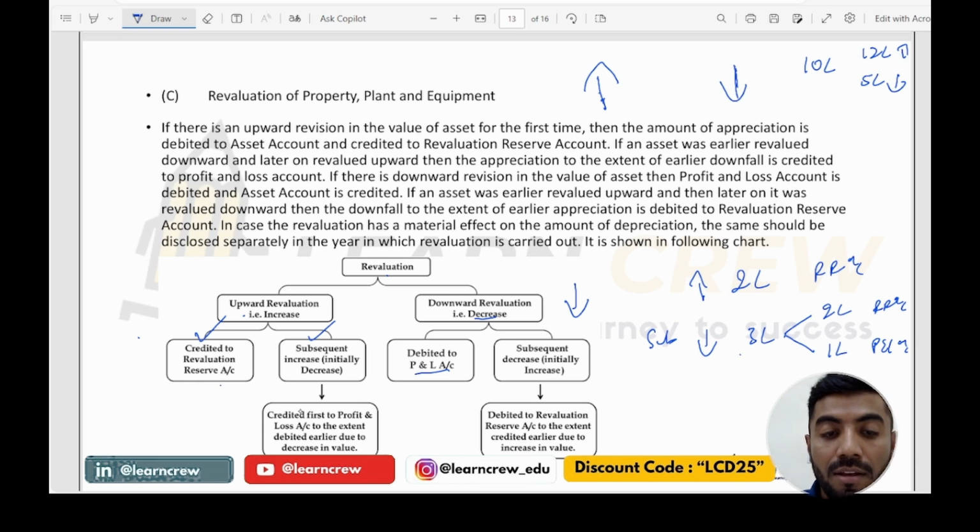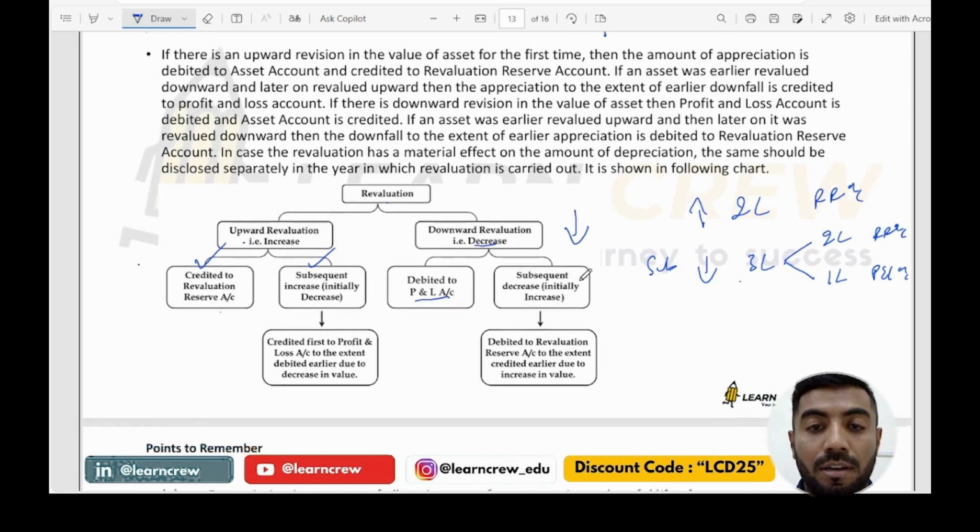Same thing is given. First, subsequent increase is credited first to the profit and loss account to the extent debited earlier due to decrease in value. Then subsequent decrease, after an initial increase, is debited to revaluation reserve account to the extent created earlier due to the increase in value. Okay, I hope this is clear.